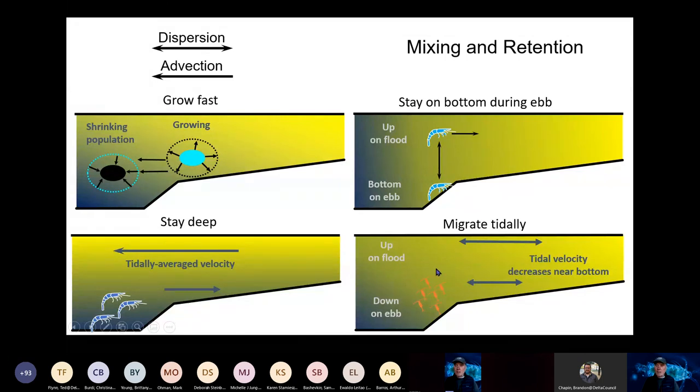Now, we looked at this, and I'll show you some data. And a lot of people will infer retention from this behavior, but it doesn't really demonstrate retention. It didn't work the way we thought.